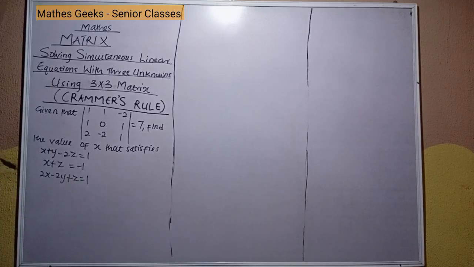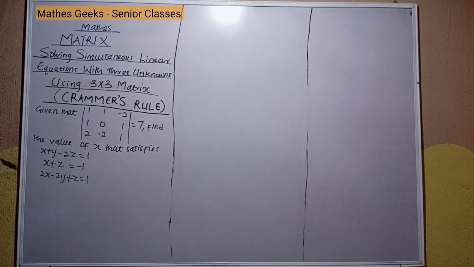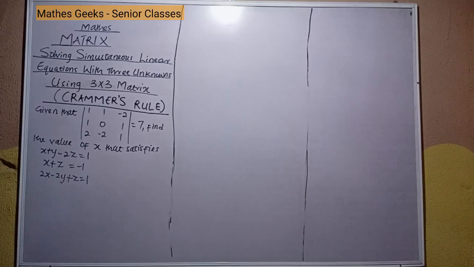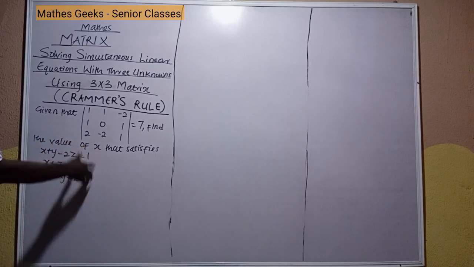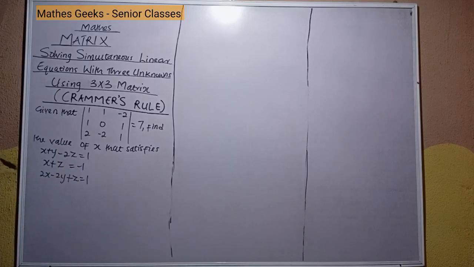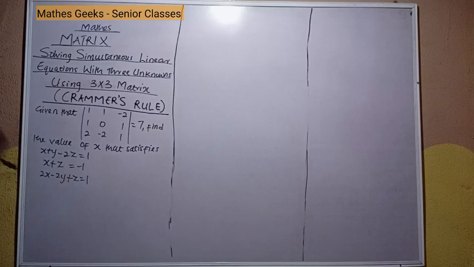If you have watched the video where we looked at solving simultaneous equations with three unknowns using a three-by-three matrix, where I taught the inverse method, this question was also part of the questions used as an example. There we used the inverse method to solve for the values of these unknowns. But now we're going to use this as an example because we're also going to solve for the same unknowns using Cramer's rule.